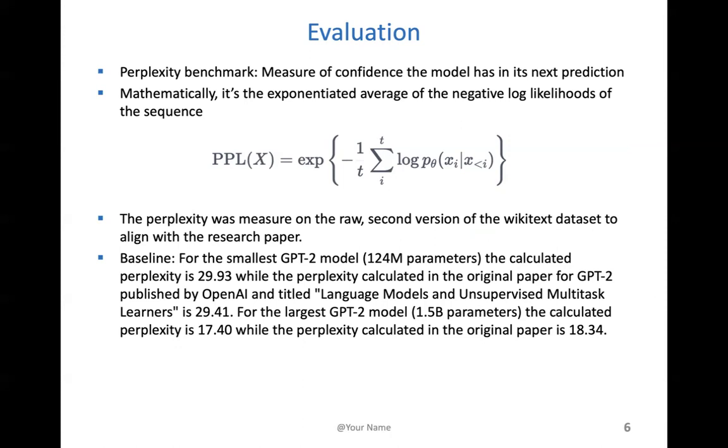Similarly, for the largest GPT-2 model, I calculated the perplexity as 17.40, while the perplexity calculated in the original paper was 18.34. Although not completely exact, it showed that the perplexity calculations were approximately correct and that we could proceed to the next steps.